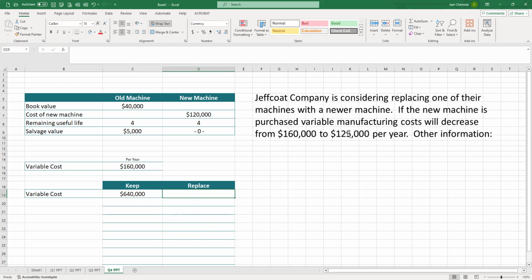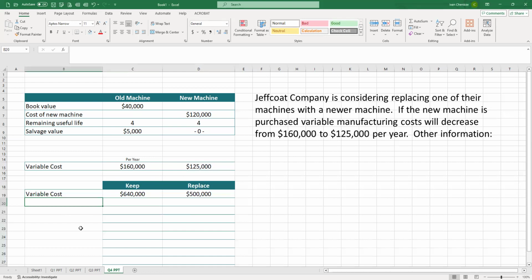125 per year, right? That's 500,000. So if I decide to replace it, my new cost will be 125 times 500, for 4 years. My new cost will be 500,000. That's the first thing. Second thing, let's see now.